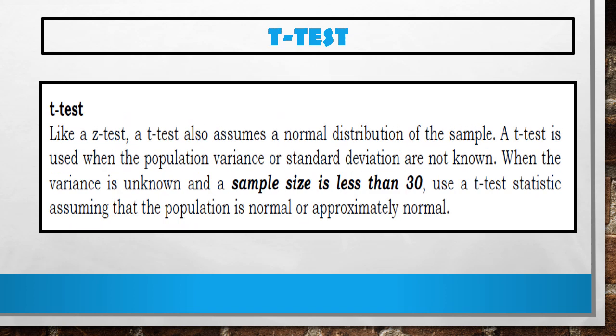Sunod na test statistic is t-test. Like a z-test, a t-test also assumes a normal distribution of the sample. A t-test is used when the population variance or standard deviation are not known. So it is clear, population variance or standard deviation are not known. When the variance is unknown and the sample size is less than 30, use t-test or t-test statistic, assuming that the population is normal or approximately normal. Yan po ang z and t-test.